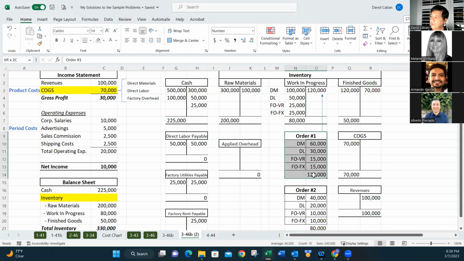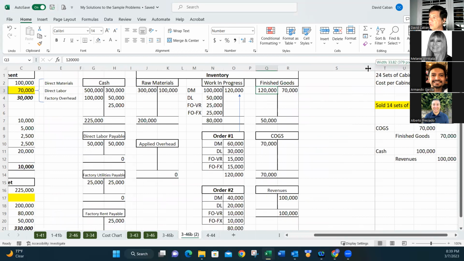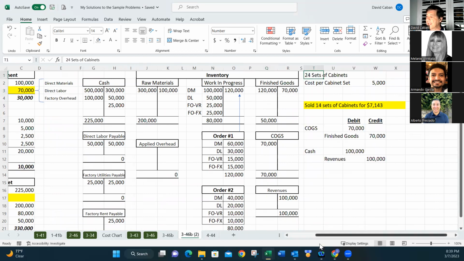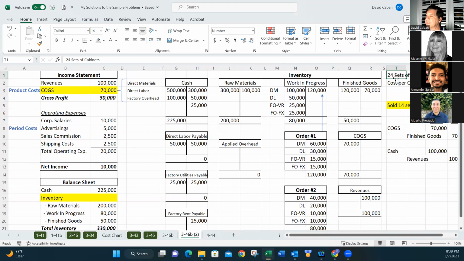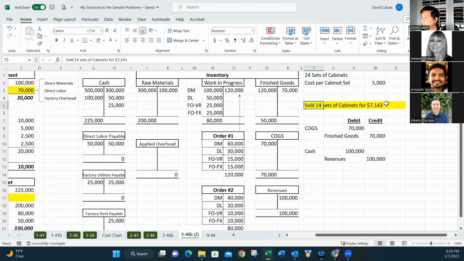Order number 1 was for 120. Once we finish that order, we transfer it to finished goods over here. You see that? And order number 2 was 80. It's still incomplete, so it's not in finished goods, okay? Now we have finished goods over here. If I have $120,000 worth of finished goods, and that helped me create 24 sets of cabinets, then if I sell 14 sets of cabinets for $7,143 each, my cost per cabinet is $5,000 per cabinet, right?